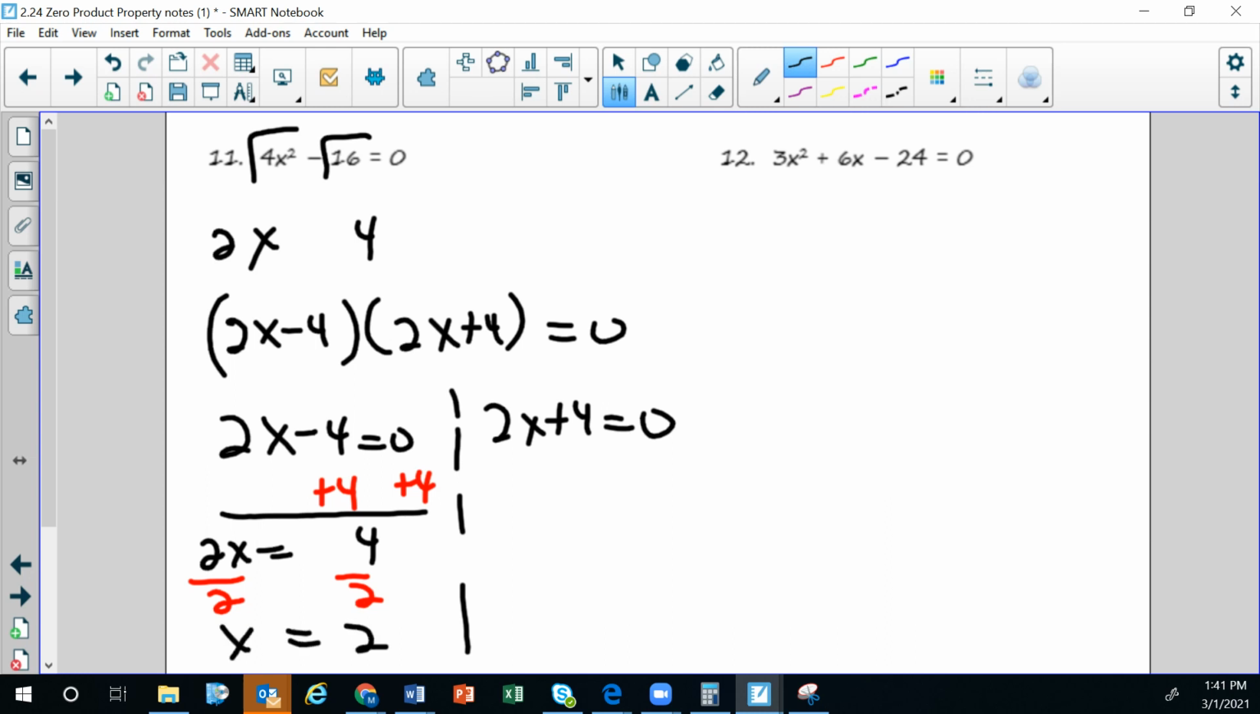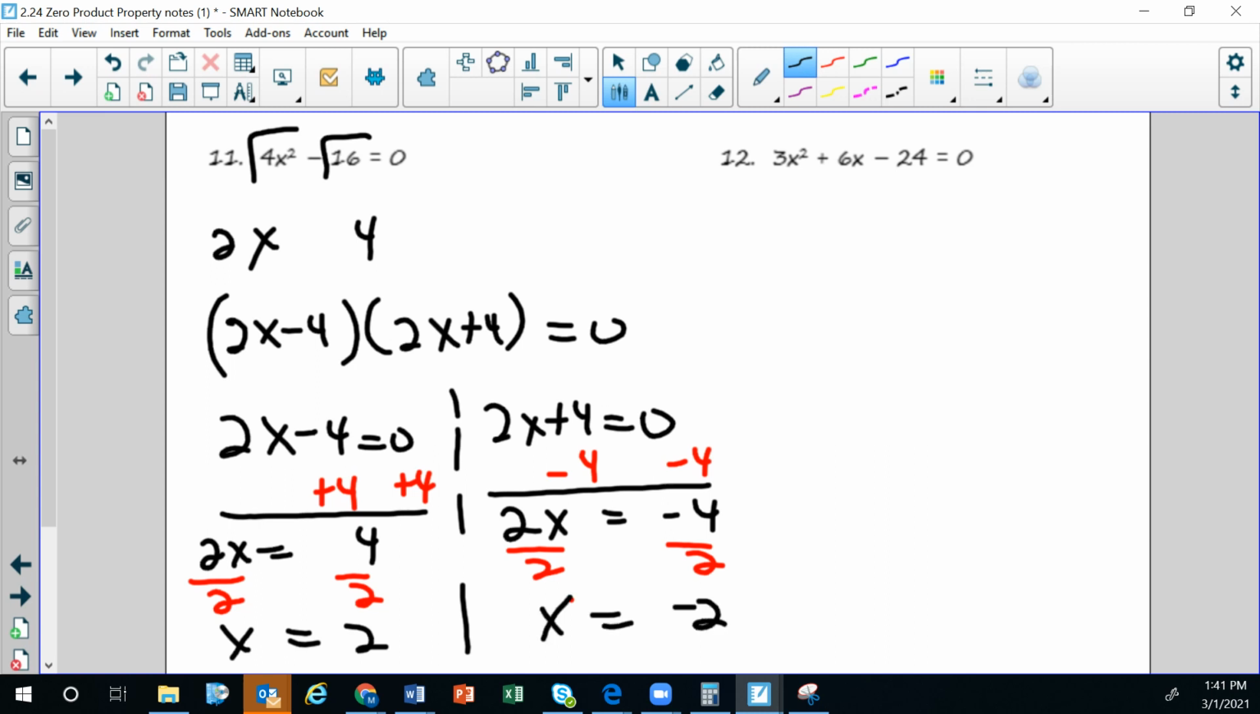So that's one solution, (2, 0). And the other one is I'm going to add a negative 4 to both sides, negative 4 here, and I draw my line. That gives me 2x is equal to negative 4. All right? And if I divide both sides by 2, that gives me x is equal to negative 2. All right, so those are my solutions, the zeros of the equation.